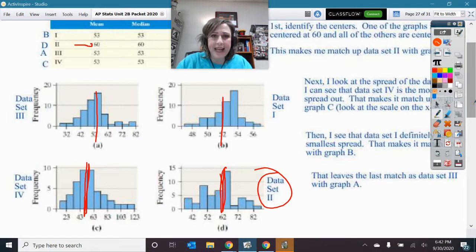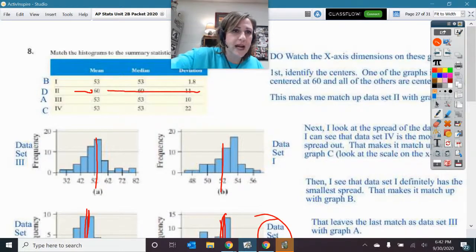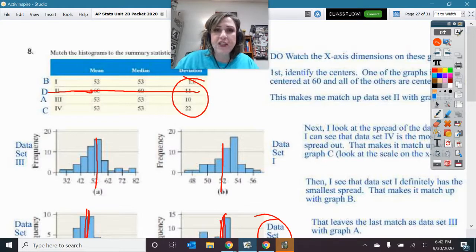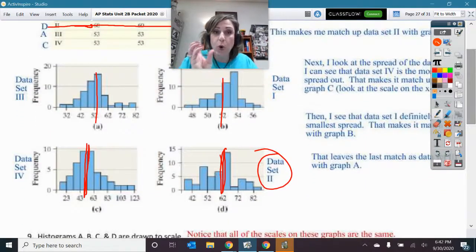All right, now the rest of them all are centered around 53. So what is different between them? I'm going to mark this one out because I'm done with it. What is different between these? Their standard deviation. There is a big difference in the spread from 1.8 to 10 to 22. So let's take a look at these and see which ones are more spread out or more closely clustered together.